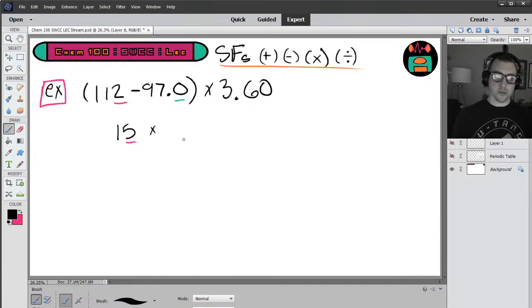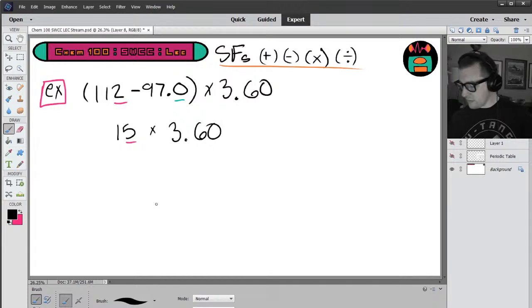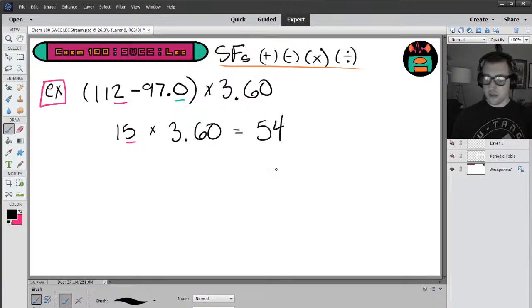Now we have to do our multiplication. 15 times 3.60. My calculator is telling me that my answer is 54. The question is, what are the sig figs? Is that the correct number of sig figs?